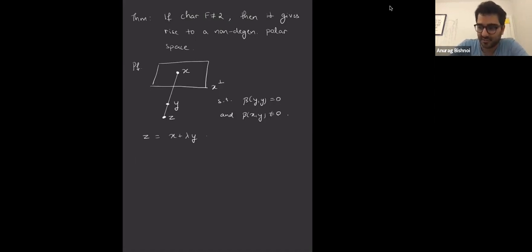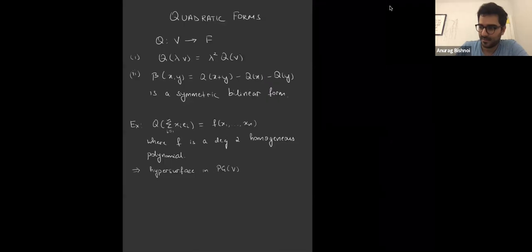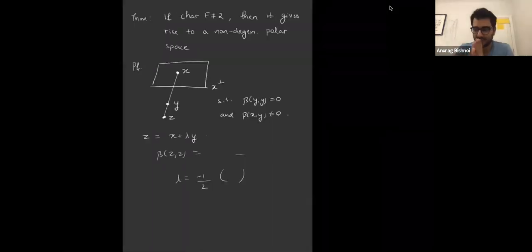Once you just evaluate beta of Z comma Z, you get some equation, and you want to make sure that is 0, what you get is lambda equal to something where there is a factor of 2. So that's where you assume your characteristic is not equal to 2. So for characteristic not equal to 2, this will give you a non-degenerate polar space. And in the exercises, you can see what happens for characteristic 2 as well. You can give interesting examples there. All right. So that's all about the symmetric bilinear forms.